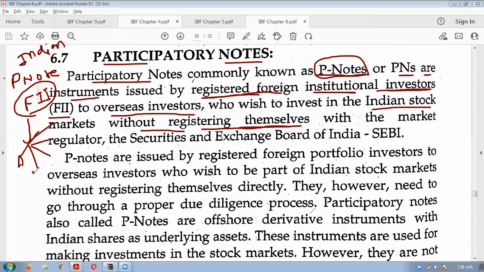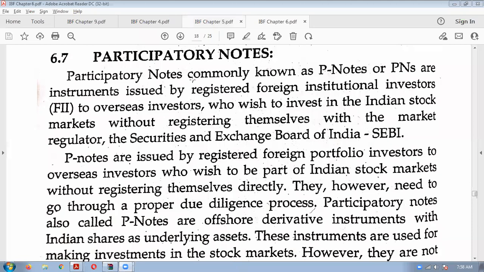So if a number of investors are there, A, B, C, D, E, like that, they will invest in the P note issued by the FII, but their individual identities will not be registered with SEBI, the regulator for the stock market in India. So such instruments are known as P notes. P notes are issued by registered foreign institutional investors, registered portfolio investors, to overseas investors who wish to be part of the Indian stock market but without registering themselves directly.